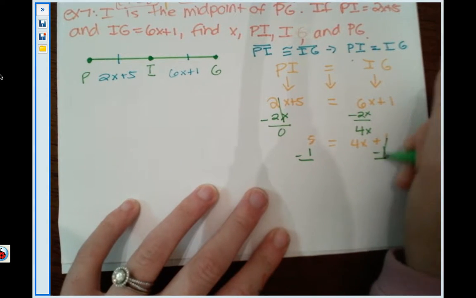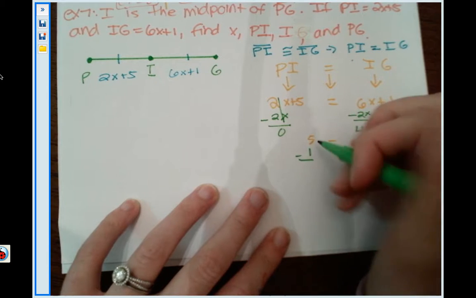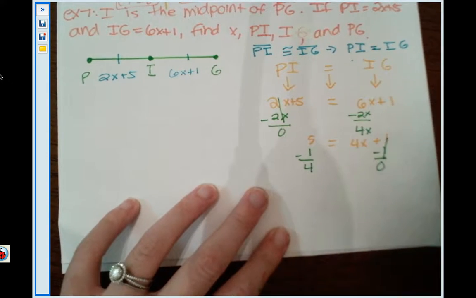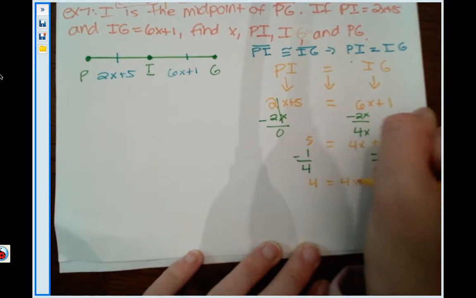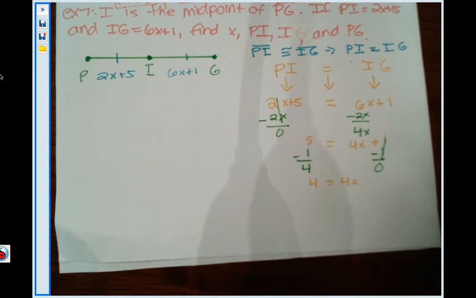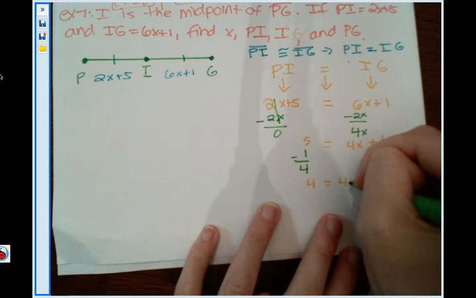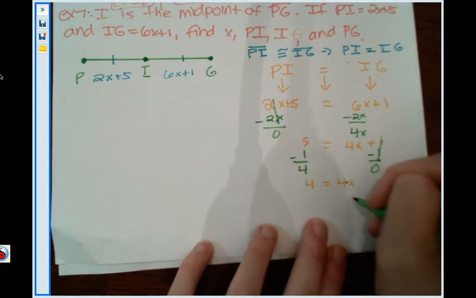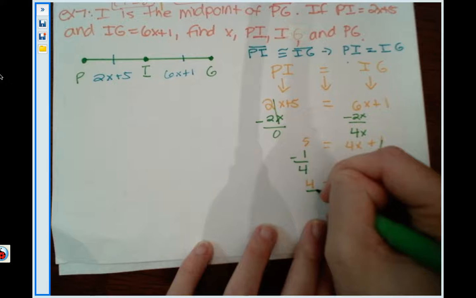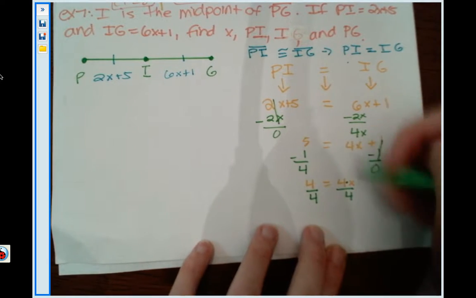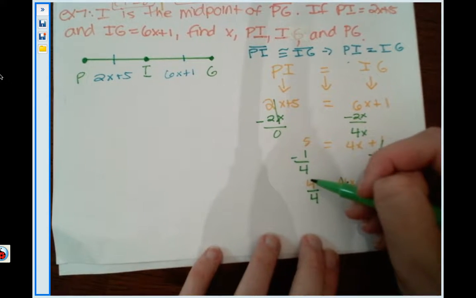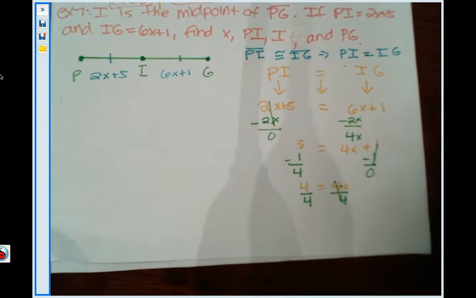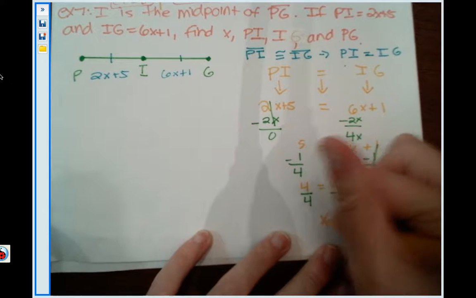1 minus 1 cancels and turns to 0. 5 minus 1 becomes 4. So this is 4 equals 4x. And then finally, the way we bring 4 to the other side, since it's secretly multiplying to the x, is by dividing it on both sides. So 4 divided by 4 cancels and turns to 1, and 4 divided by 4 also will turn to 1. So we end up with x equals 1. Yay!